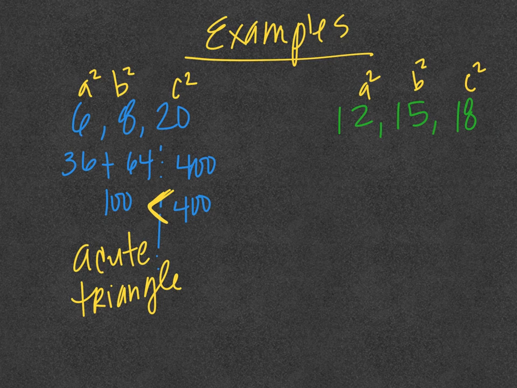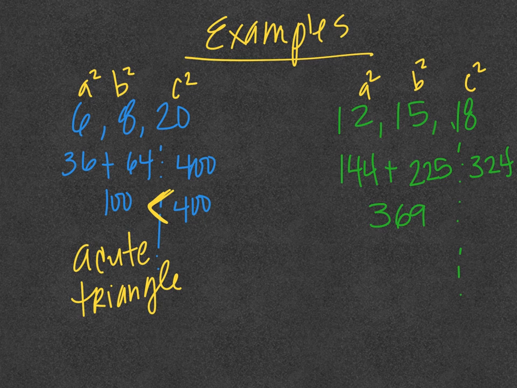On the right side of your paper, 12 squared and 15 squared. So 12 times 12 is 144. Then 15 times 15 is 225. And then I want to figure out, is it more or less than 18 times 18? So 18 times 18 is 324. When I add the A and B together, it's 369. So 369 compared to 324, that's greater.